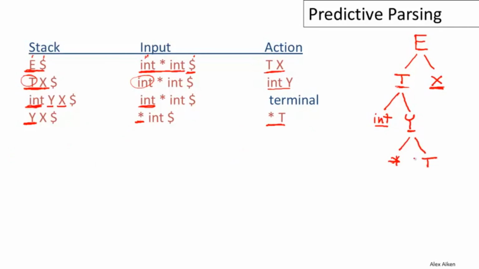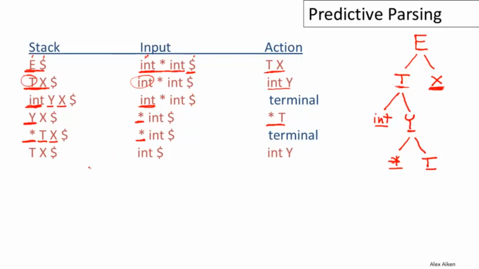So let's put that in here. And now Y is going to be popped off the stack, times T is going to be pushed onto the stack, and now notice our stack is times T X, and the unprocessed frontier of the parse tree is times T X. Okay? So now we have a terminal on top of the stack. It matches the next terminal in the input. So we pop the terminal off the stack, we advance the input pointer.